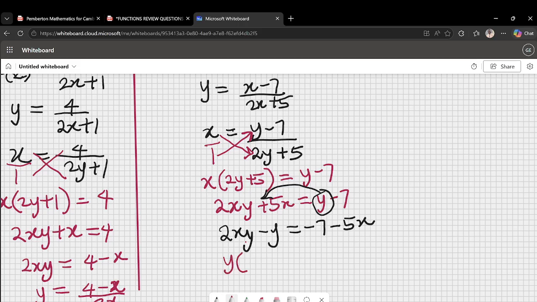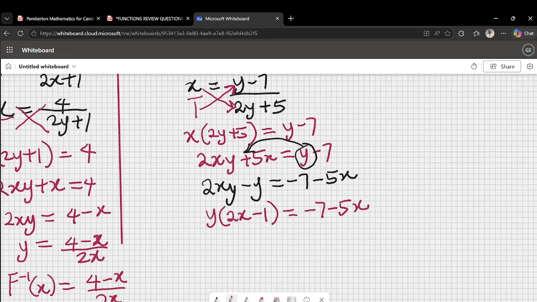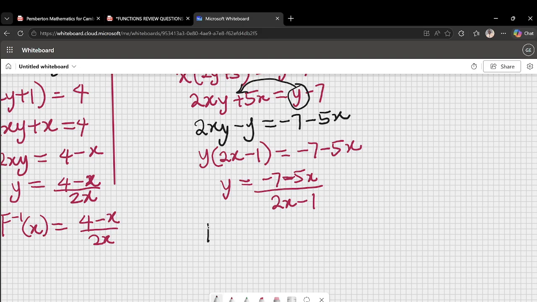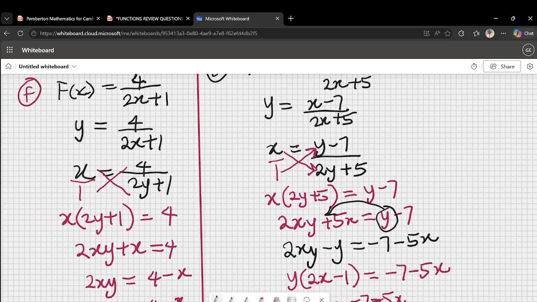So y into 2x minus 1 will be equal to minus 7 minus 5x. And lastly, I will divide both sides by 2x minus 1. So my y will now be equal to minus 7 minus 5x over 2x minus 1. At the end of the day, the inverse function of x will be equal to minus 7 minus 5x over 2x minus 1. So this is how we do the inverse of a function.